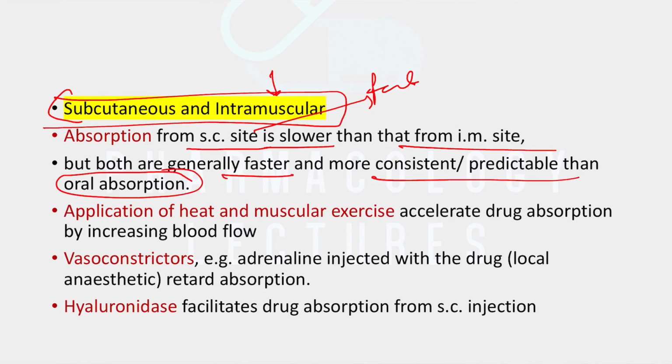So for an example, if a patient is having an emergency condition and you want to give a drug, which route will you prefer? Will you prefer the oral route, or will you prefer subcutaneous or intramuscular? I will definitely prefer subcutaneous and intramuscular, because here the factors affecting would be less and there is more absorption of the drug.